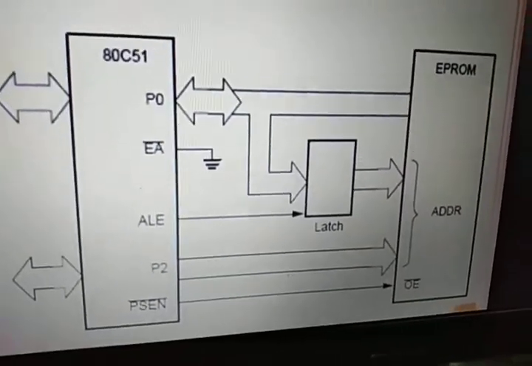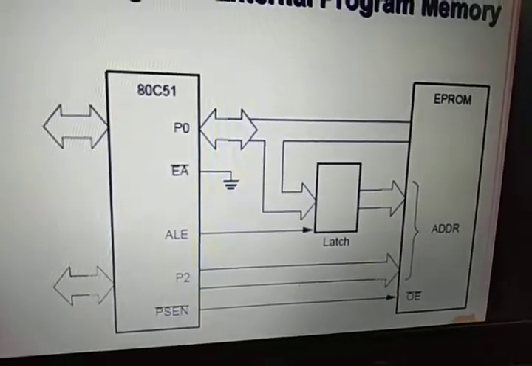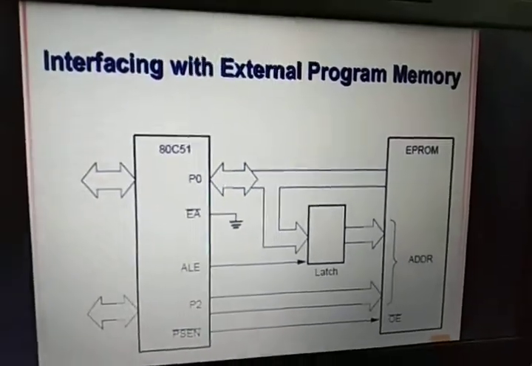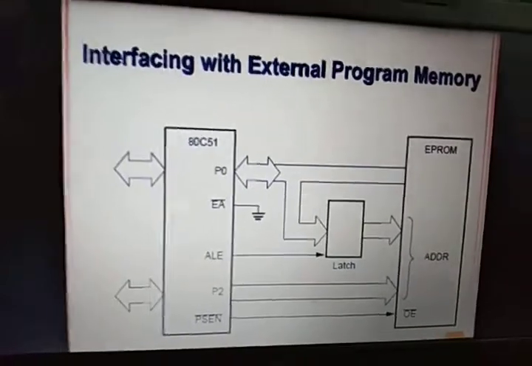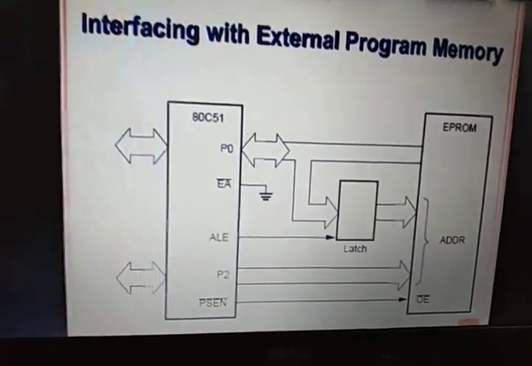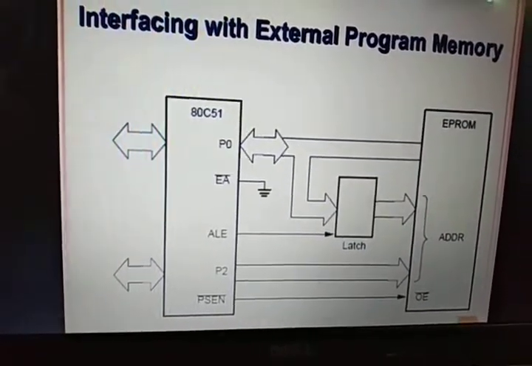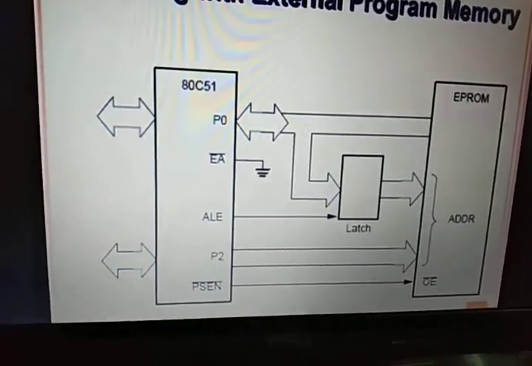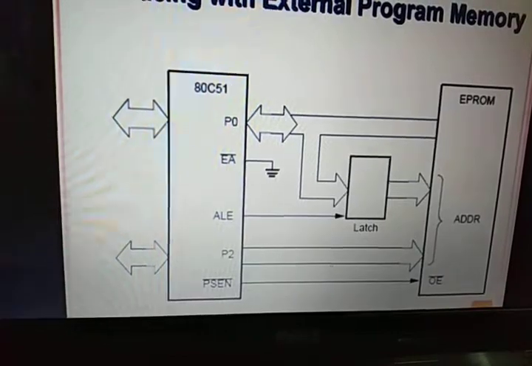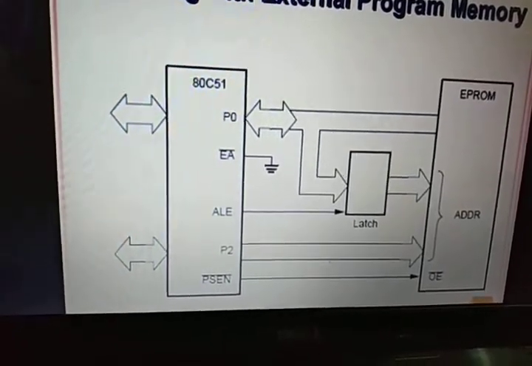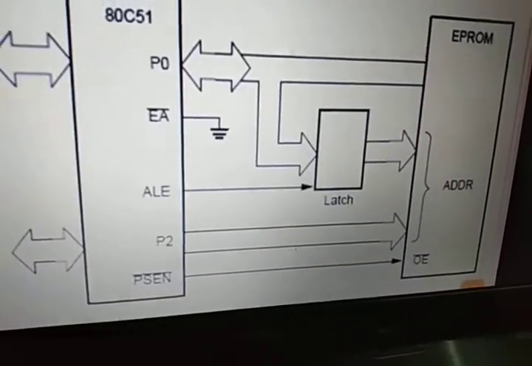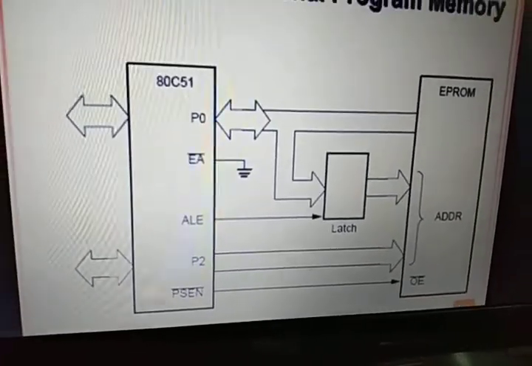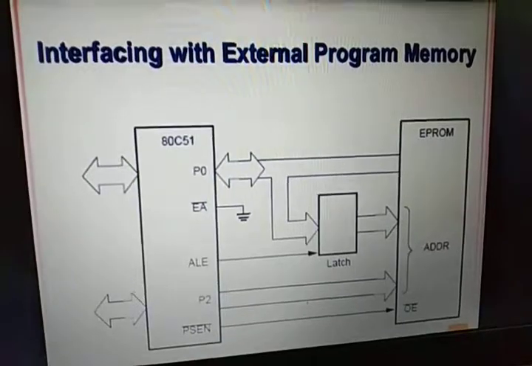To differentiate between the internal memory access and the external memory access, the EA signal is used. EA stands for external access. When it is 0, we access the external memory. When it is 1, we access the internal memory. On the ROM, we need to perform the read operation, which needs an output enable. The output enable signal is given by the program store enable, PSEN, from the 8051 microcontroller.